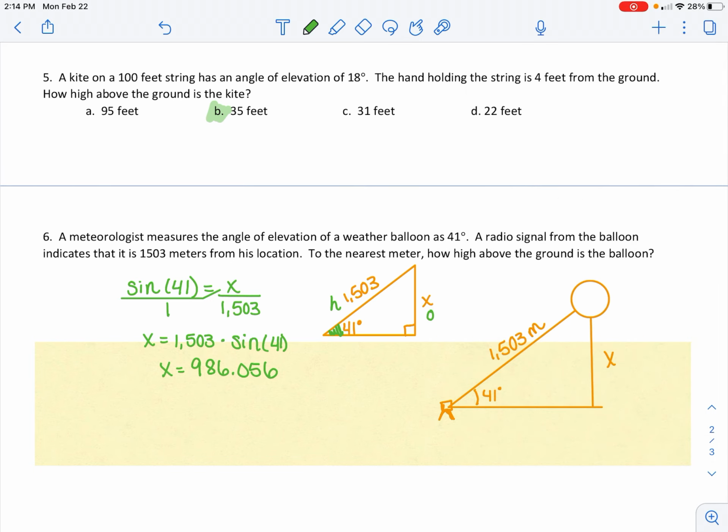But we are actually going to round to the nearest meter because that's what it tells us to do in the directions. So to the nearest meter, we are going to be 986 meters high. So we have 986 meters.